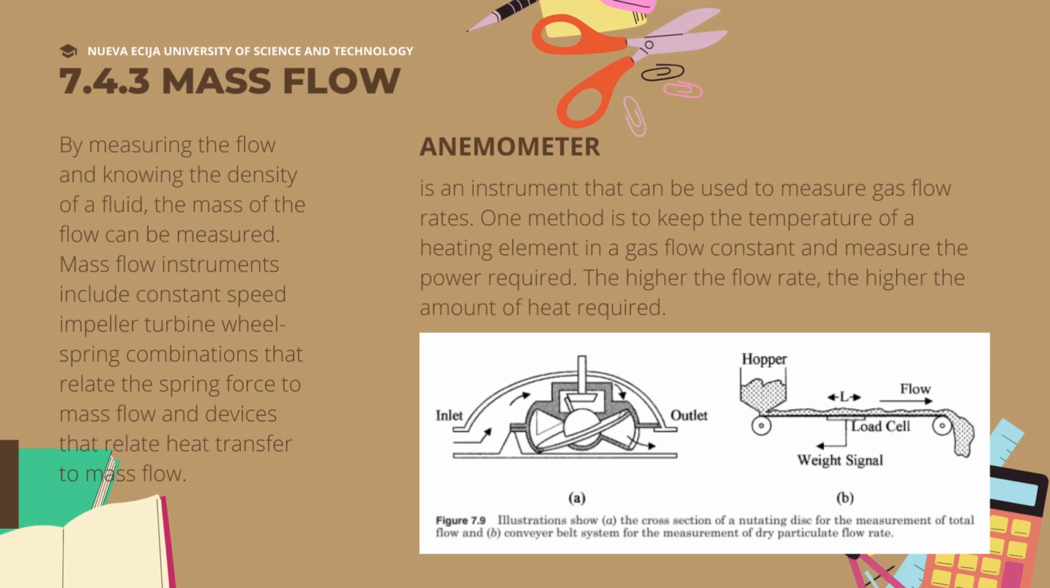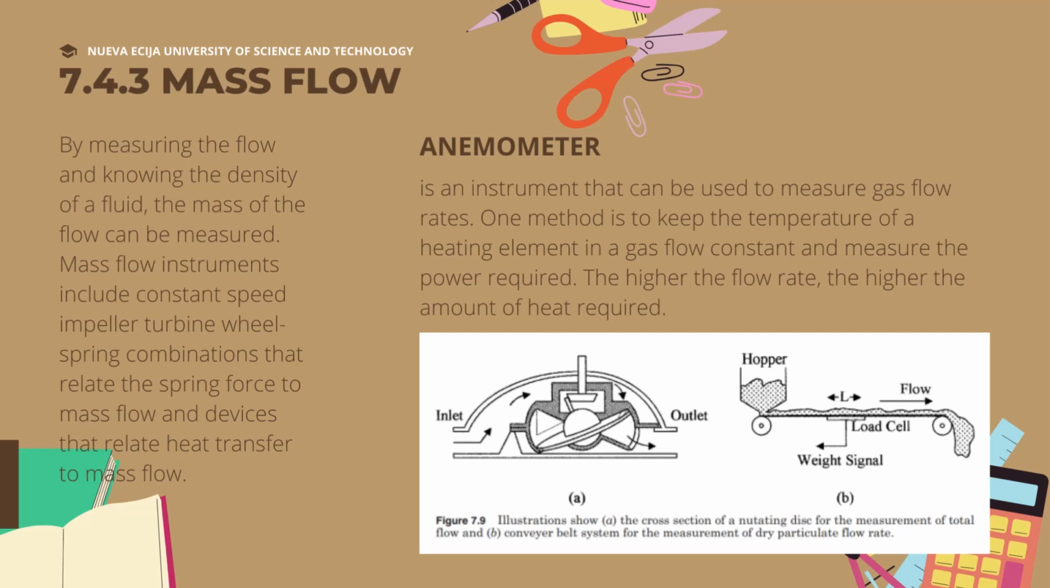Mag-move on na tayo sa 7.4.3, mass flow naman. So, mass flow. By measuring the flow and knowing the density of a fluid, the mass of the flow can be measured. O, dali, di ba? Kapag may density kang given ng fluid, madali nang alamin yung mass na yon. Mamaya papakita natin yung formula para doon. Mass flow instruments include constant speed impeller turbine wheel spring combinations that relate the spring force to mass flow and devices that relate heat transfer to mass flow.